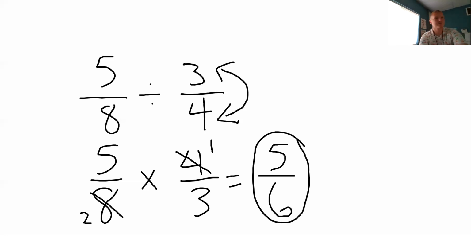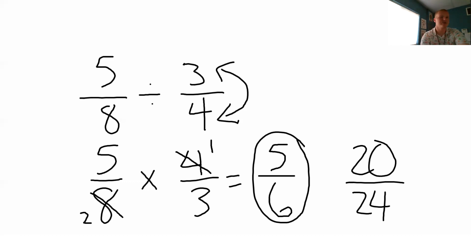If you were to just multiply straight across, you would get an answer of 20 over 24. And from there, you could still reduce, and you'd still get the same answer of 5 over 6. It's just an extra step. So either way is fine. You'll get the same answer as long as you multiply everything out correctly.